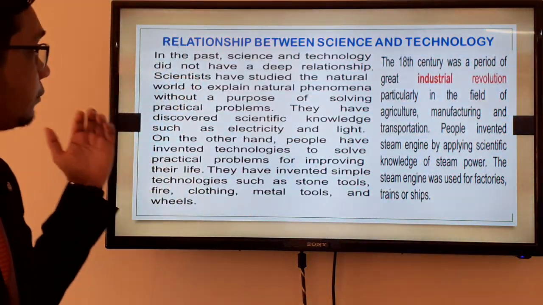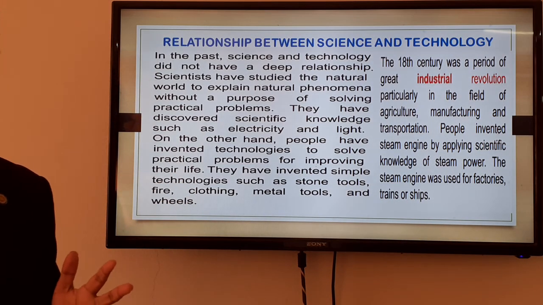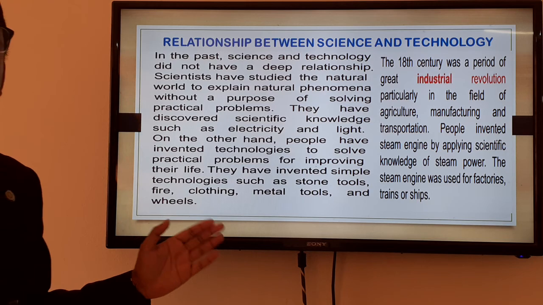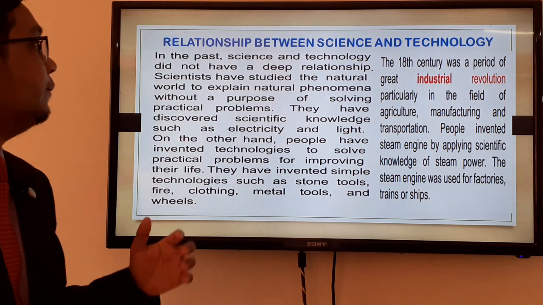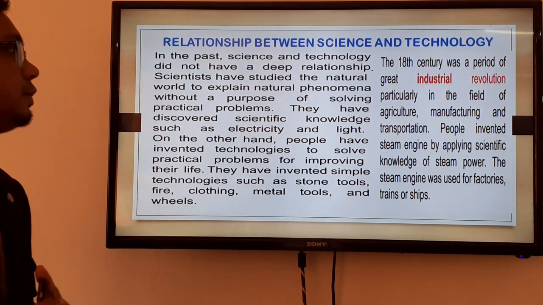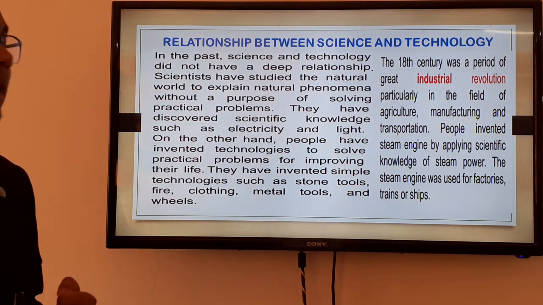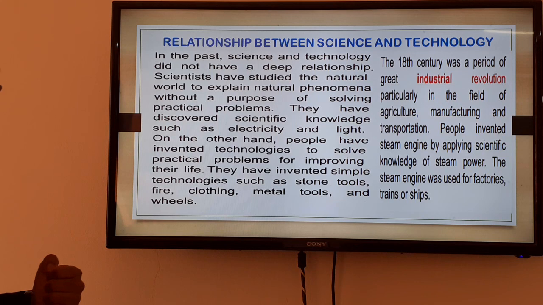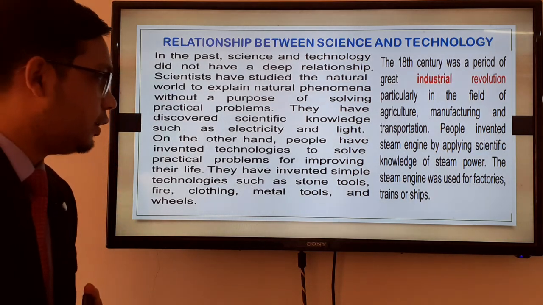So in the past, science and technology did not have a deep relationship. Scientists studied the natural world to explain natural phenomena without the purpose of solving practical problems. They discovered scientific knowledge such as electricity and light. On the other hand, people invented technologies to solve practical problems and improve their lives. They invented simple technologies such as stone tools, fire, clothing, metal tools and wheels.